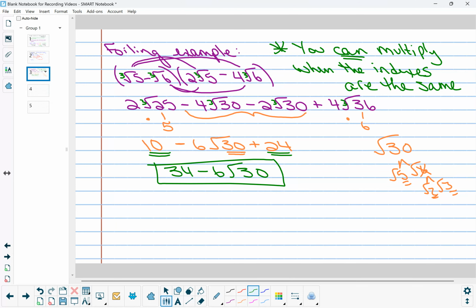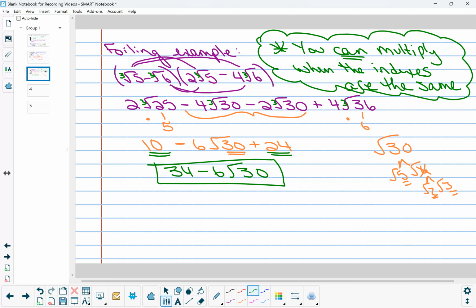Okay, you cannot multiply a square root by a cube root or a square root by a fifth root. That's not going to happen. The indexes have to be the same in order for you to actually multiply those things together. Okay, so there's an example of foiling.